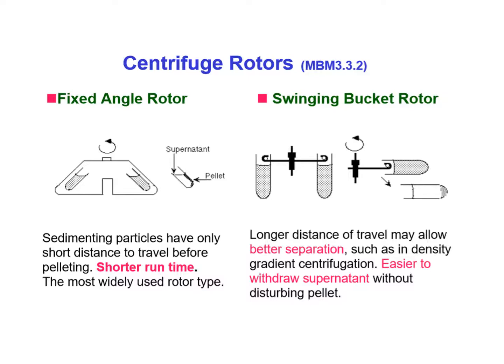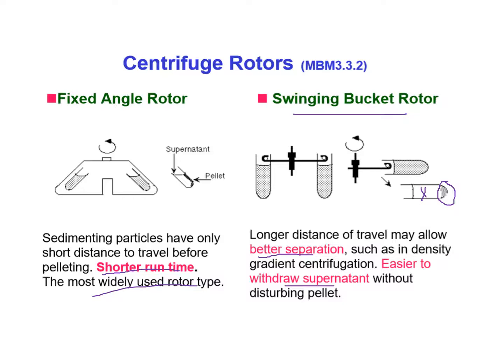Pellets, swinging buckets allow you to have a pellet almost at the bottom. This gives you a slanted pellet. The slant is meant for short time runs, very quick, most popular, but for longer separation, you may require a swinging bucket. And this makes it easier to draw out the liquid. Here's the liquid. That's the supernate. This is the pellet. Okay, make sure you got those terms, without disturbing the pellet, right?